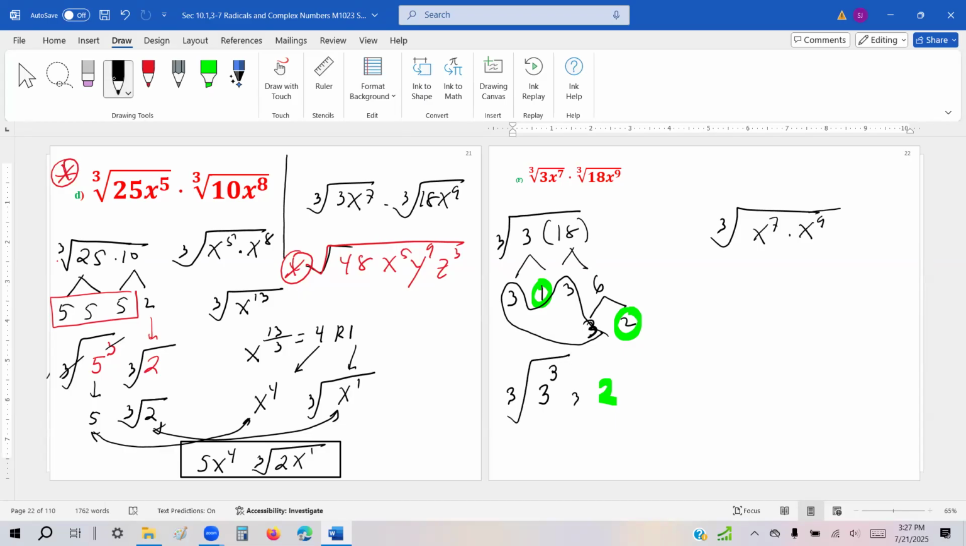Cube root of this, cube root of that. Cube power and cube root cancel out. You get a single 3 with the leftover 2.